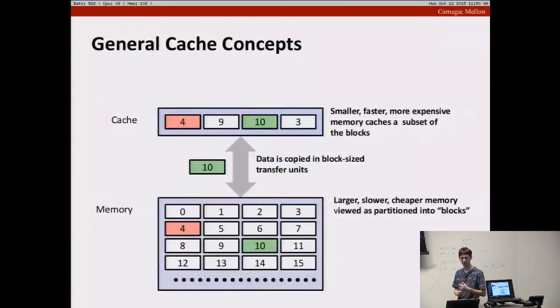Right, so the idea here is that the cache is a smaller piece of memory than whatever it's accessing. It's smaller than whatever is one level below it in the hierarchy. So what we do is we just keep a subset, usually the most recently used blocks that we've accessed from that larger piece of memory.